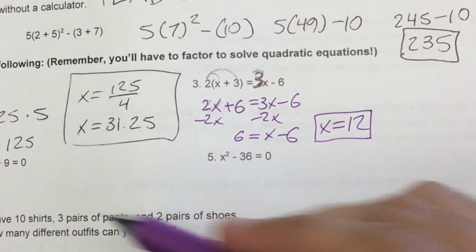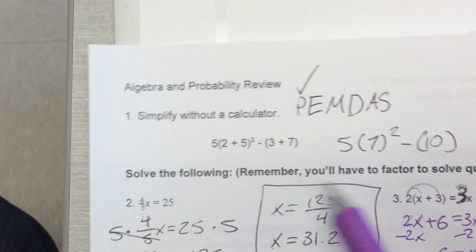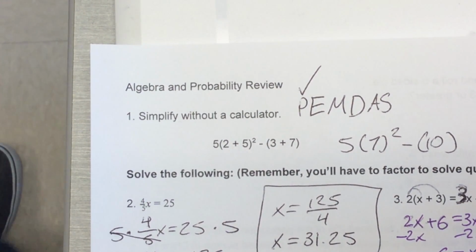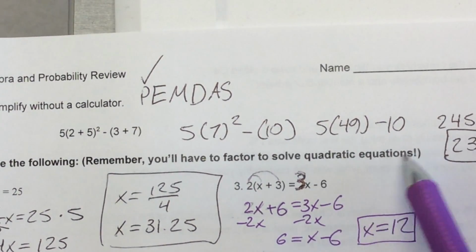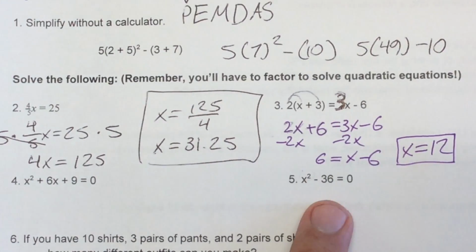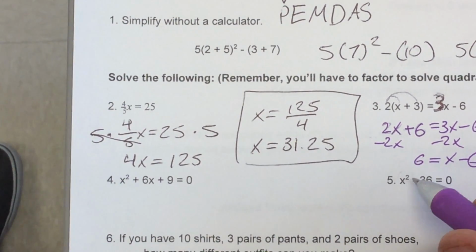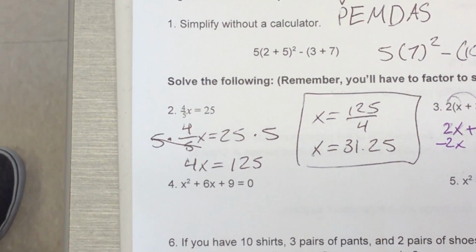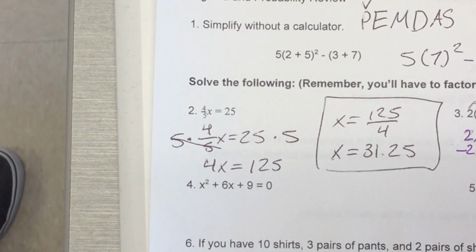Now I gave you a warning for 4 and 5. I said, remember, you'll have to factor to solve quadratic equations. Okay? So this one's quadratic, and this one's quadratic. We know that because of the squared part.